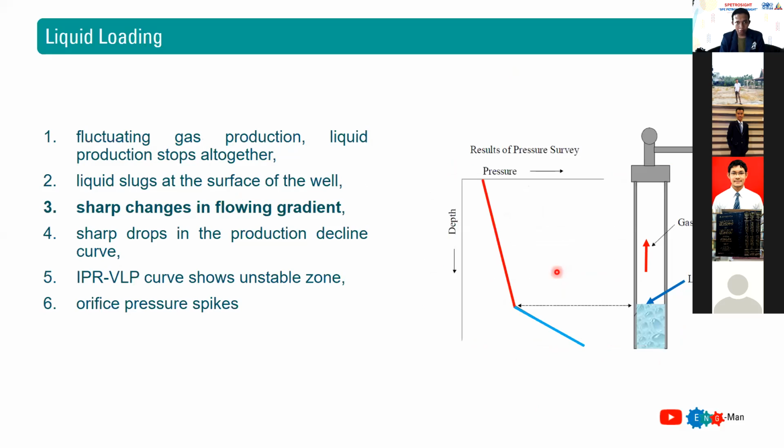Or if you do a flowing pressure gradient and you plot it to be like this one, you see the change of the gradient from a low gradient to a high gradient. It's also a symptom of liquid loading, because the low gradient represents the gas zone, whereas the high gradient represents the liquid zone.